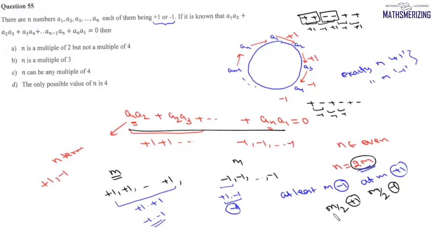Which simply means m is divisible by 2, so m is of the form 2k. Now n is 2m and m is 2k, so from here we write n is equal to 4k. So it is only possible when the value of n is a multiple of 4. So n can be any multiple of 4, and that's your option number C.